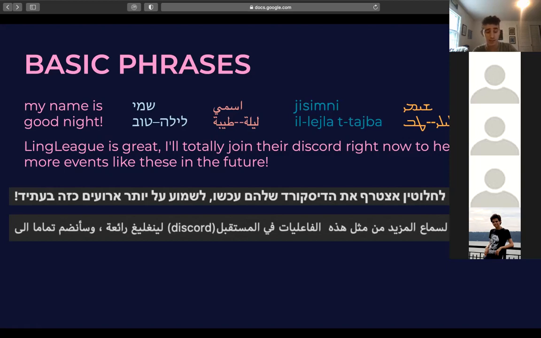In Maltese, it can be Il-lejla t-tajba, and notice they sound almost exactly the same in Arabic and Maltese, which makes sense. In Hebrew, it's Laila Tov, still sounds similar. And Neo-Aramaic, it's Laylay Tav, also similar. And in Amharic, this one's different, but it's Dena Eder.